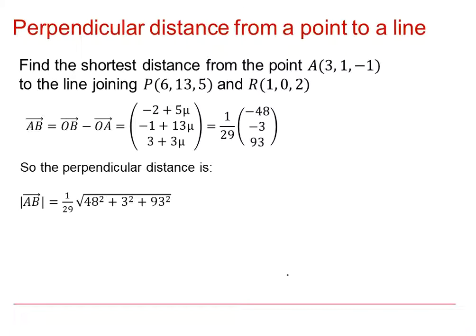So now we know the parameter mu, we can sub that back into the vector AB. So this is the displacement vector from A to B, and if we find the magnitude of this vector, that will be the shortest perpendicular distance. And in this case it's about 3.61 to 3.62, to 3 significant figures.